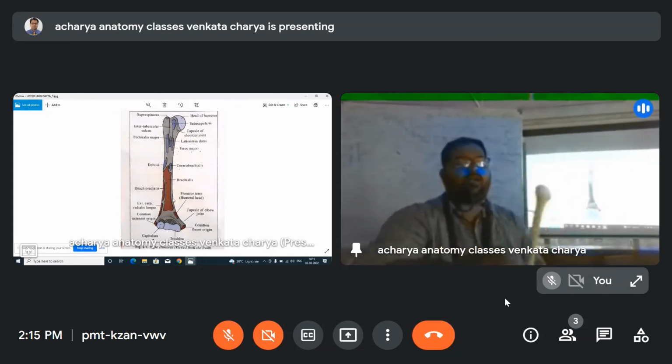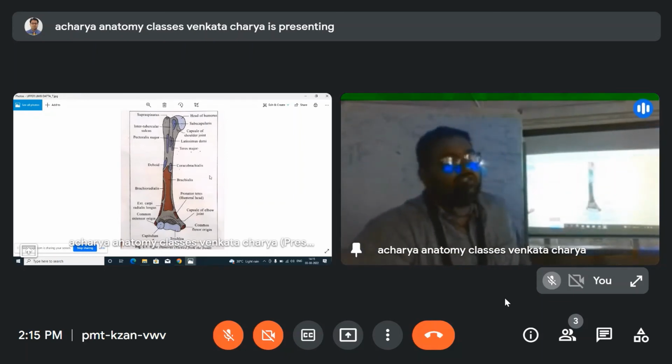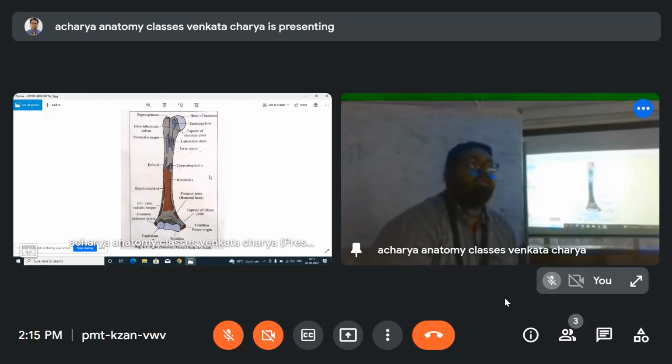In the medial supracondylar ridge, there is the origin of the humeral head of the pronator teres muscle. Actually, pronator teres consists of two heads. Number one is the humeral head, and number two is the ulnar head. So the humeral head originates from the medial supracondylar ridge. Okay. Then come to the lateral supracondylar ridge. See here, this part we call the lateral supracondylar ridge.